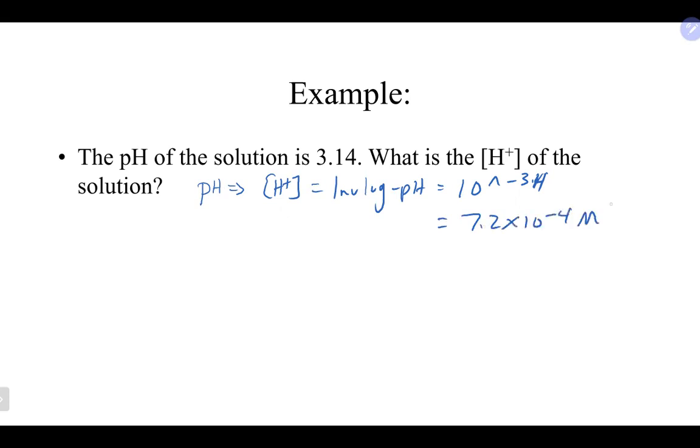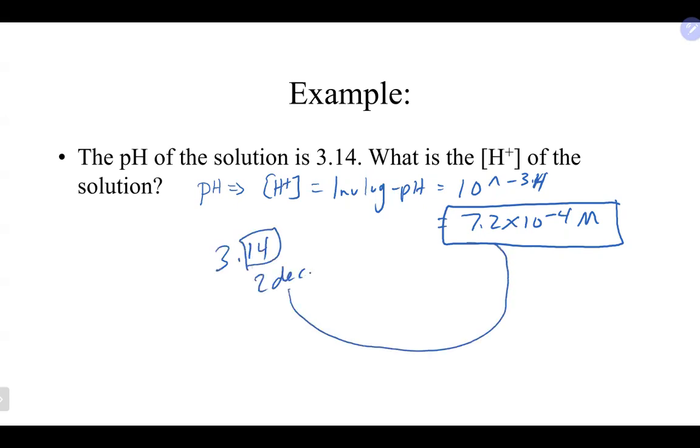Once again, molarity would be our unit in most cases. Once again here, 3.14, 2 decimal places there on our pH value, giving us 2 significant figures on our concentration. So again, depending on which way you're going, you want to sort of follow the rules backwards or forwards there. Any questions on that one there?